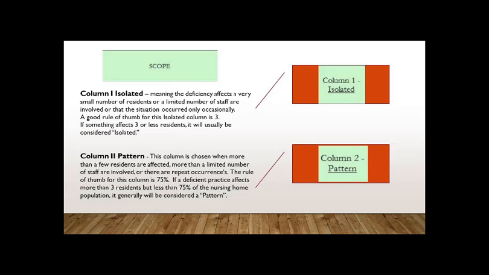Now, if everybody in the building had lost their dentures because somebody decided to gather them up at bedtime and take them off somewhere else to be cleaned, and they never got back to the resident, then you have an issue. But isolated means 3 or less residents were affected. If we see a pattern, the rule of thumb is more residents were affected, and the rule of thumb is 75%. So the deficiency would affect more than 3 residents, but less than 75% of your census, or the residents in your building. Then it's considered a pattern.